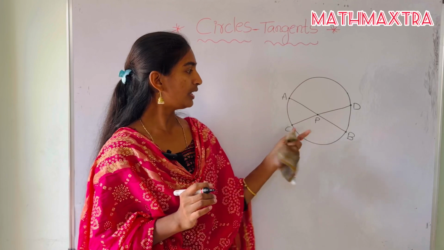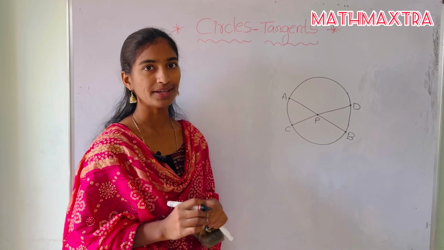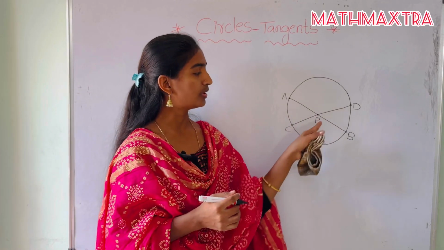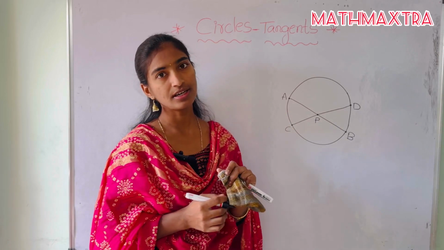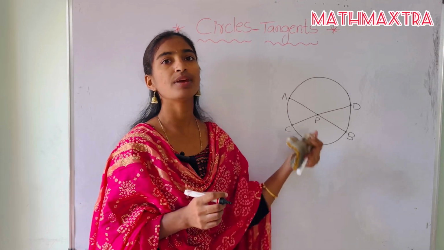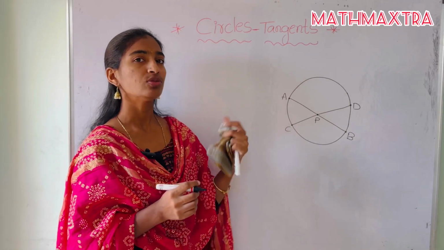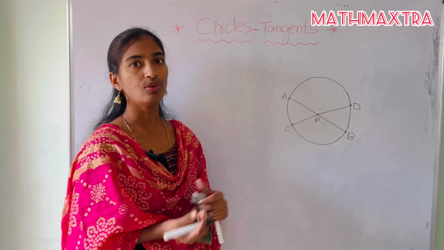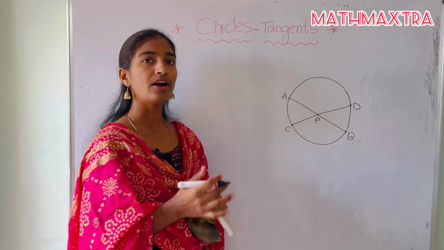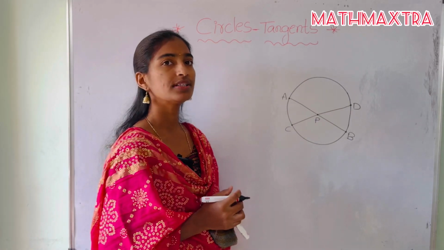So will it always be the same case every time? No, right? Because those two chords may intersect in the interior of a circle, or those two chords may intersect at a point on the circle, or those two chords may intersect outside the circle also. So in all cases this condition holds. So what is that condition?